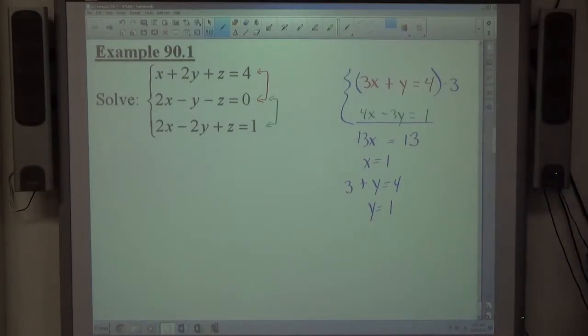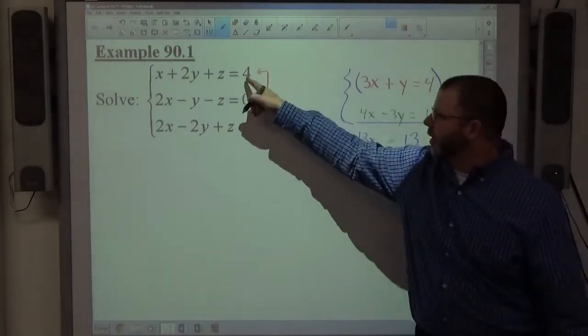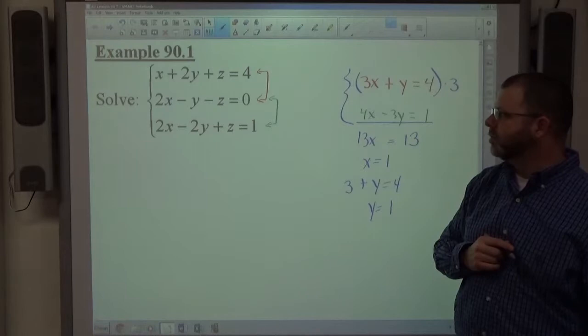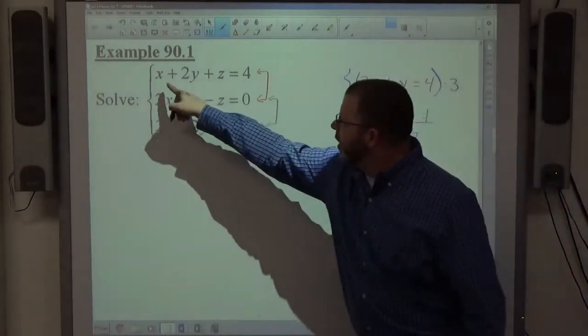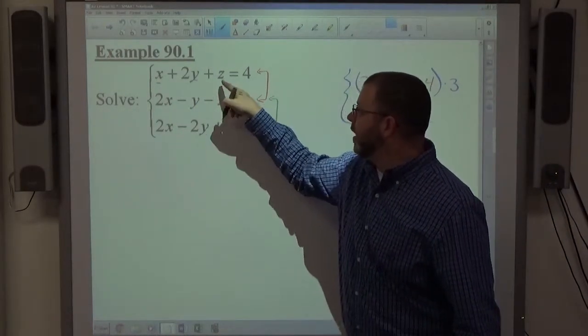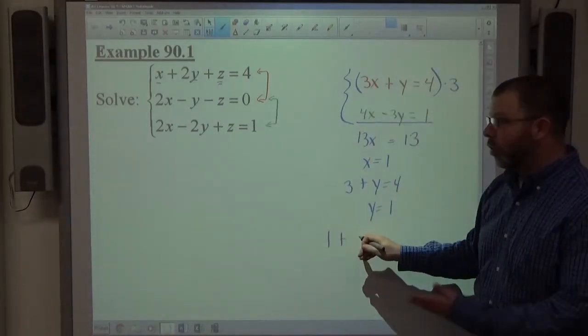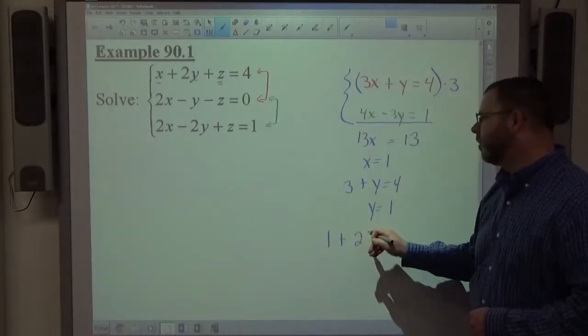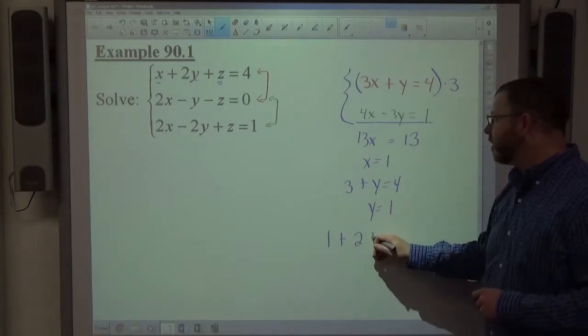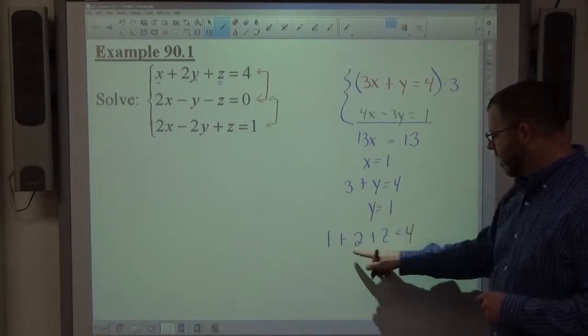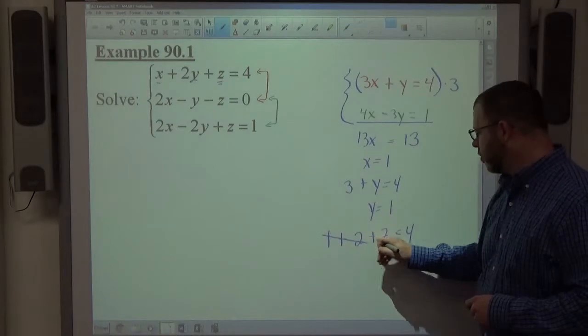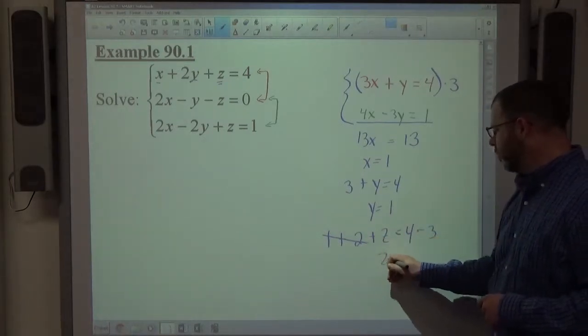And now that I know both x and y, I can go back to any one of these 3 equations. Which one do you guys want to go back to? The top one, fine. Okay, so x and y are both known. They're both 1, and z is what we don't know. So x equals 1 plus 2 times 1 for y. 2y is 1 times 2 is 2 plus z equals 4. That makes a total of 3 plus z equals 4. Move the 3 over here. Z equals 1.